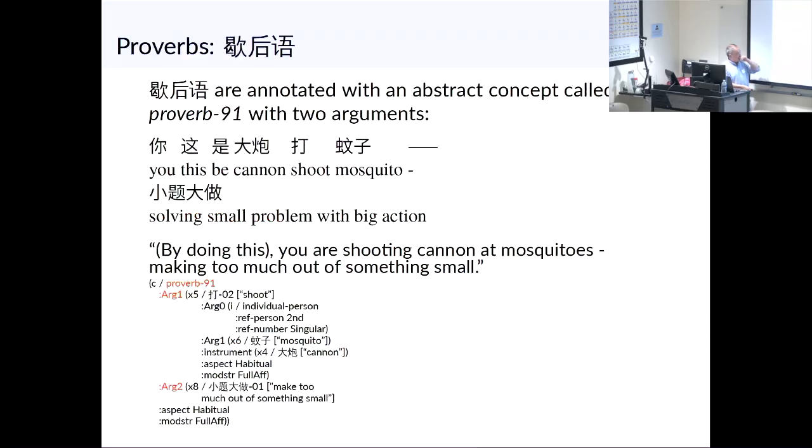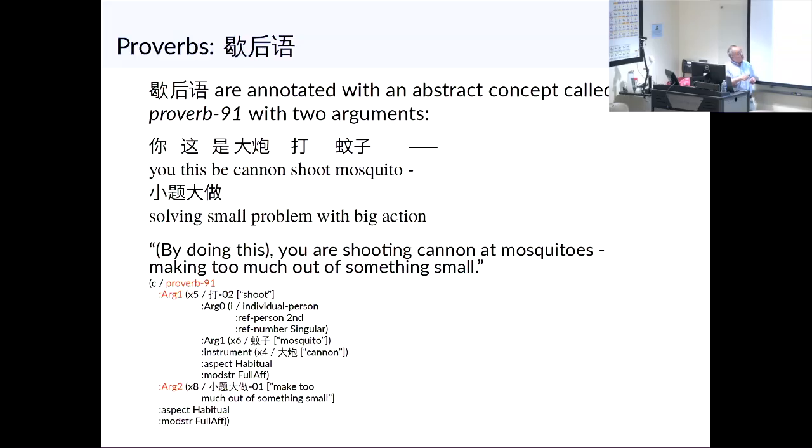There's another type which is a little different. This is like saying you shoot mosquitoes with a cannon. This gives you what it actually says: solving small problems with big action, right? Let's say you make it a little bigger, so you use a missile to shoot some mosquitoes. It means that it's already overkill, right? So this is what the whole thing means, and it has both parts of the meaning.